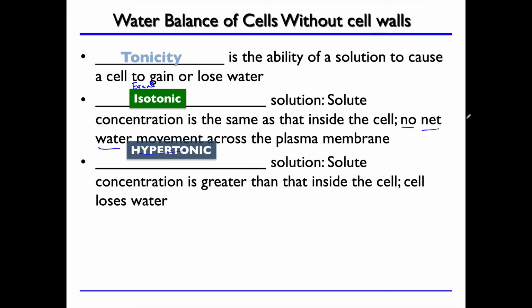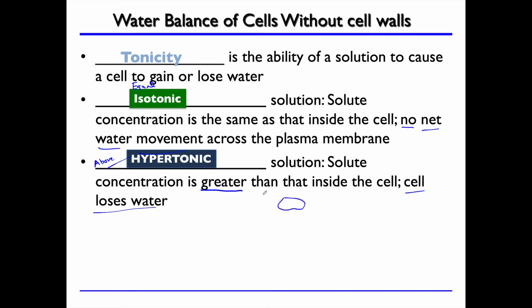That's isotonic. Next, we have hypertonic. Now, hyper, in terms of scientific prefixes, basically means above or higher. And what that means is that the solute concentration is greater than that inside the cell. So what's outside the cell in the solution is higher in concentration. And when this happens, the cell will lose water.